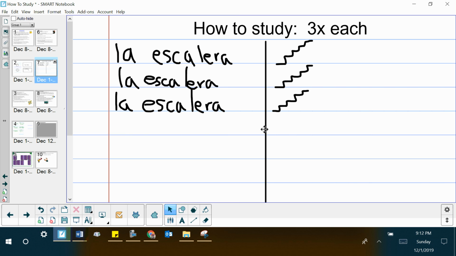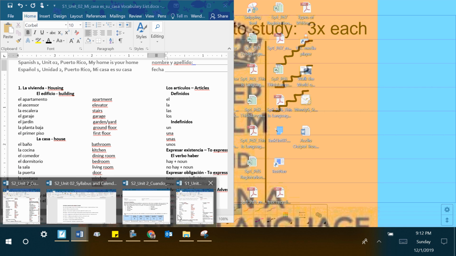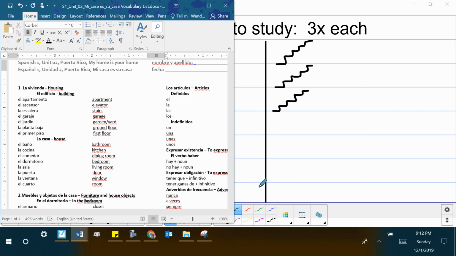El ascensor. You know, I'm new to this word. Did I spell it right? Let's go check it. El ascensor. Sure did.